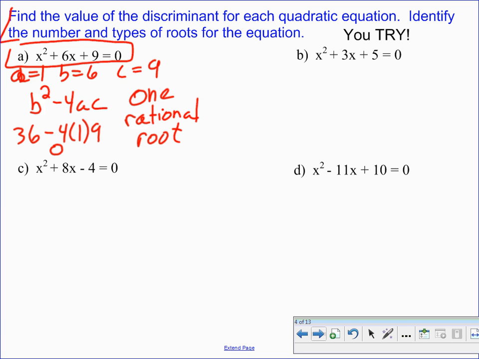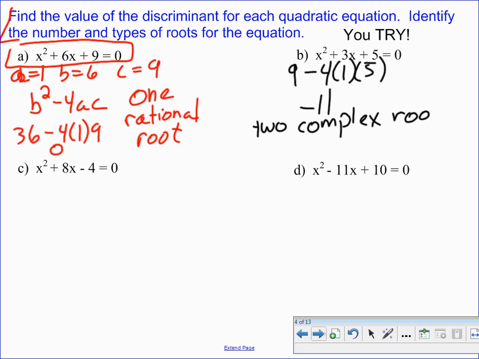In the second problem, b squared minus 4 times a times c would give me negative 11. So this is a negative number. We're going to end up with a negative number under the radical, so we'll end up with two complex roots, roots that contain i. Now mind you, in these problems I'm not asking you to solve them, I'm just asking you to tell me what type of answers we're going to get.